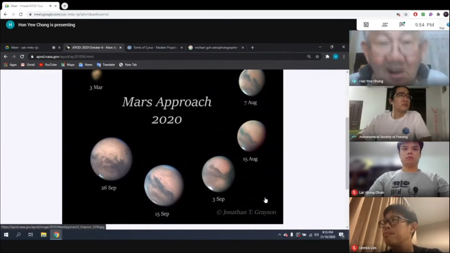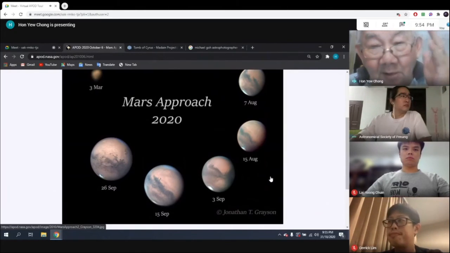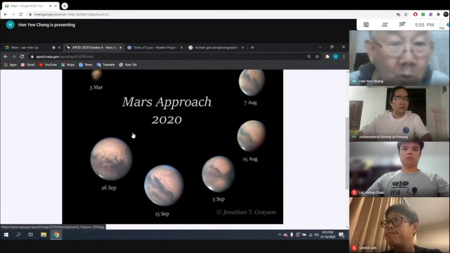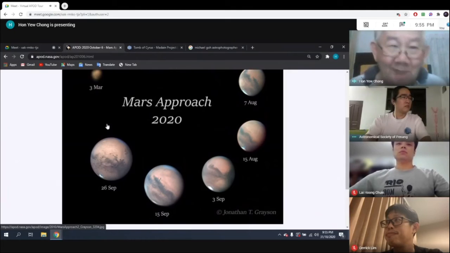But Mars is on the outer lane. So Mars is on the outer lane, going slow, because the Sun's gravity is weaker. But then Earth is closer to the Sun. Sun gravity is stronger. So Earth will overtake Mars on 6th of October. Then Mars will be very big.